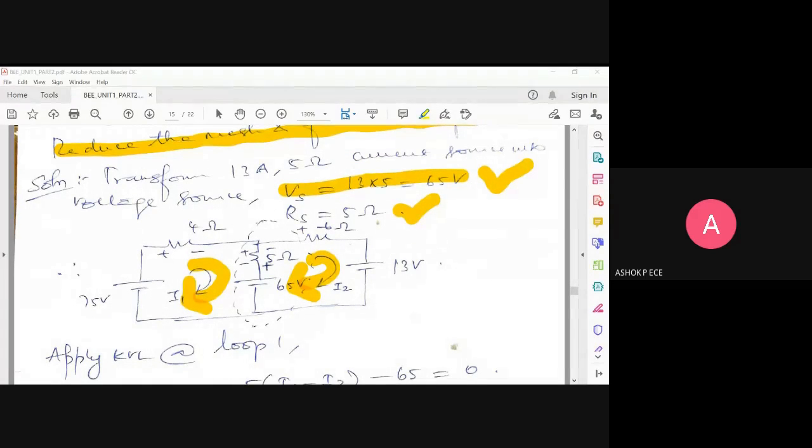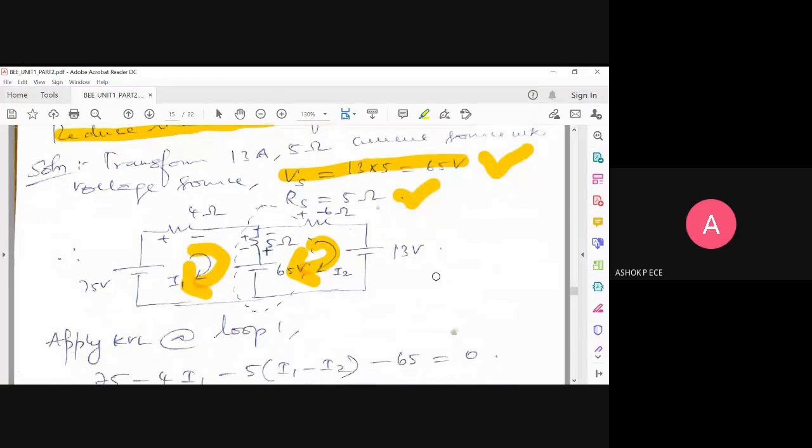Kritika, Shri, are you there? Yes, sir. Can you say the KVL for the first loop? Yes, sir. 75, good. Minus 4I1, minus 5 into I1 minus I2, very good. I1 minus I2 minus 65 equal to 0.